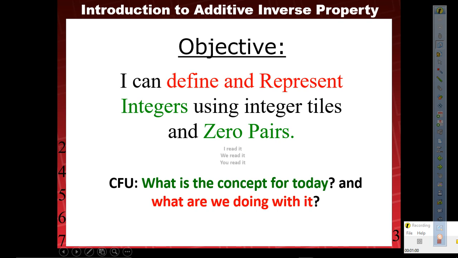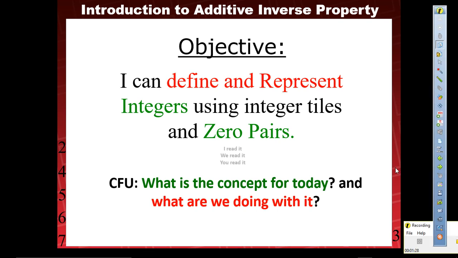Yeah. We got this, right? Integers and zero pairs, and what are we doing? We're defining and representing. So copy the objective. If you have your colored pens by now, then go ahead and use your colored pens. And it goes at the bottom left of your Cornell note. Okay? Copy that.